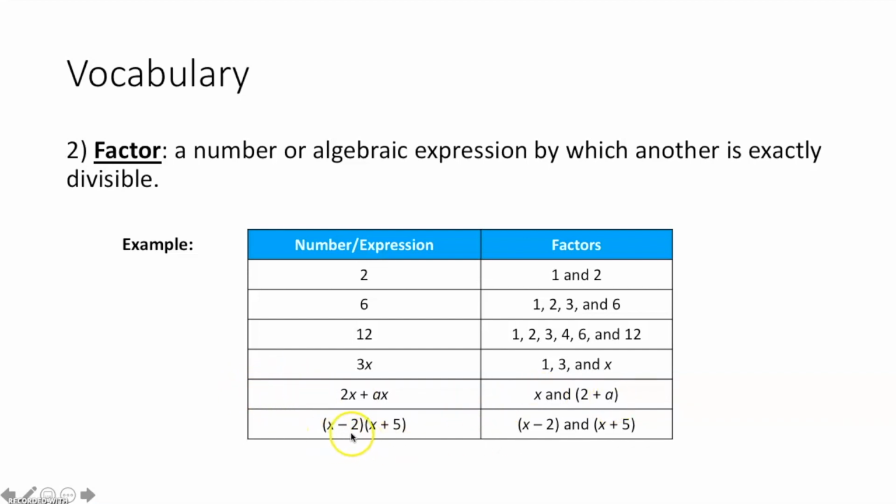Just like down here, since these are both multiplied together, those would each be your factors. And it makes sense, right? Because if I divide this by x minus 2, the x minus 2's cancel out. It's divisible by x minus 2. It's also divisible by x plus 5.